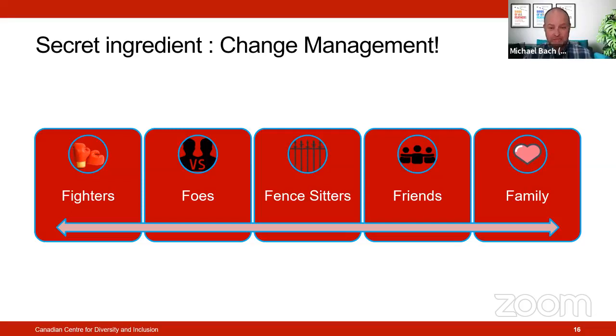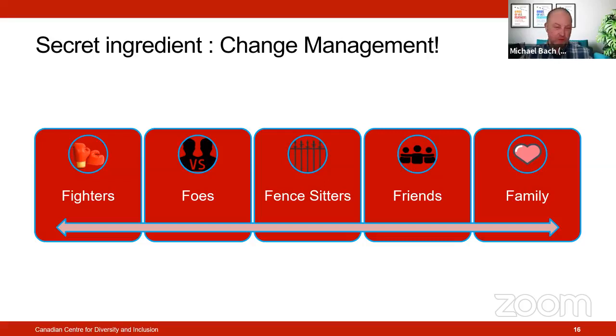Are they a fighter, in that they are fighting the change? How are you going to get them on your side? How are you going to move them from fighter to foe? You're not going to get them all the way to family overnight. So get them from fighter to foe so they stop pushing against what you're trying to do. The fighters, I will tell you, are the hardest to push over the edge because they're very entrenched in their beliefs. But consider each grouping, each profile, and figure out how and what it will take to move people along with the ultimate goal of getting them to family.